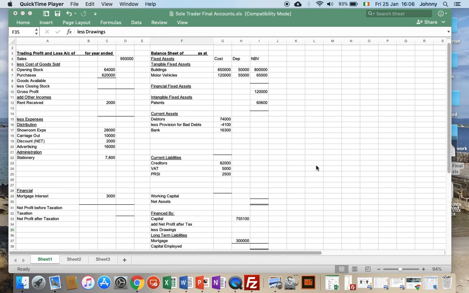Okay, so what we've done is we've put all the numbers that we have in so far. I was just interrupted at the end there, and I was just putting in our drawings. So I just want to explain this part here. We've got our capital, so the money invested in the business by the owners. We're going to add our profit after tax, which is this number that we have over here. And we're going to take away our drawings. The drawings was the number I'd forgotten to put in there, so it's 30,000.